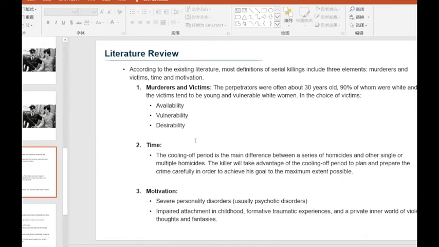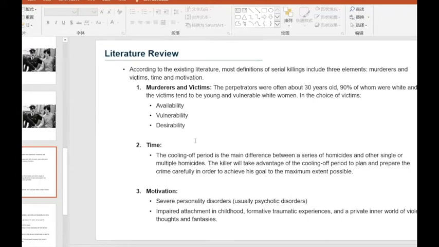Hickey studied more than 200 serial killers and found that the perpetrators were often about 30 years old, 90% of whom were white. On average, the killer killed 8 to 14 victims in 4 to 8 years. As with single homicides, 12% of the perpetrators are women. Women are more likely to get away with murders than men, probably because they were not suspected at the beginning of the police investigation. From the victim's point of view, the victims tend to be young and vulnerable white women, which accounts for 67% according to Godwin's report.